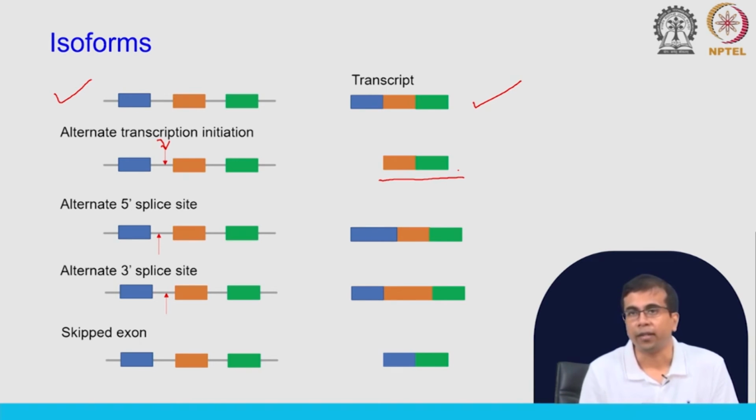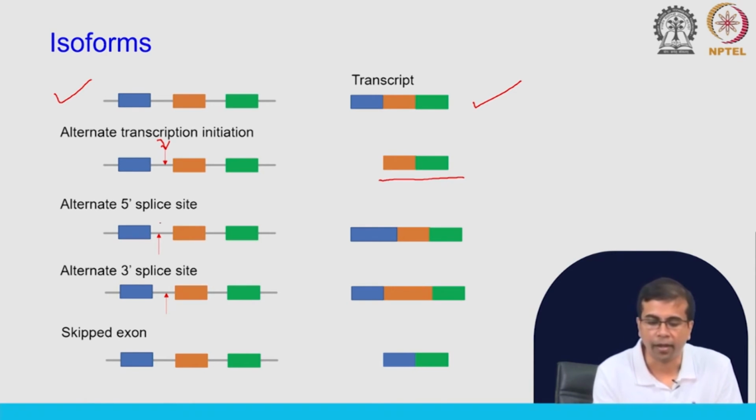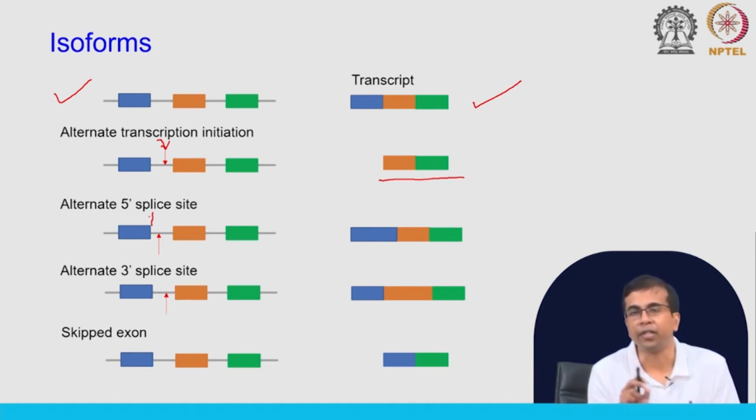You can have other types of cases. For example, you can have alternate 5' splice site. What you can have is that instead of splicing happening right at this boundary, right at the end of this exon, it can be shifted a little bit, and this shift means you will include a larger region after the exon 1.